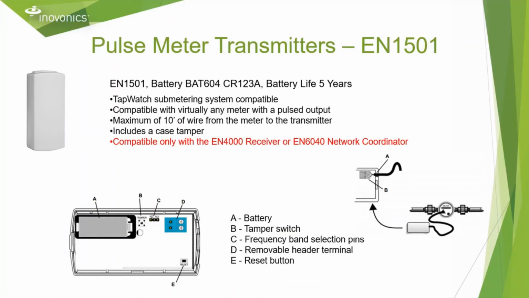Our most commonly used PMT is our EN1501, which uses a CR123A battery and has a 5-year battery life. This transmitter is compatible with our TapWatch submetering system and virtually any meter with a pulsed output with a maximum of 10 feet of wire from the meter to the transmitter.